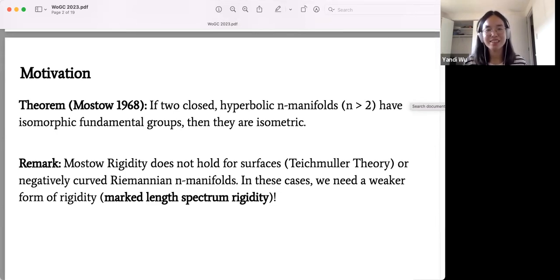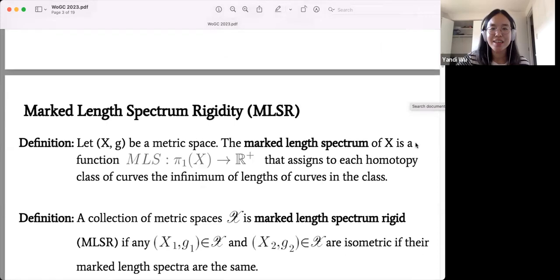So you might wonder, okay, Mostow is a strong statement. It only works for these hyperbolic n-manifolds where n is greater than 2. Is there some form of rigidity that's true for surfaces and for variable negative curvature? That's where marked length spectrum rigidity comes in. So let me just define that for you.